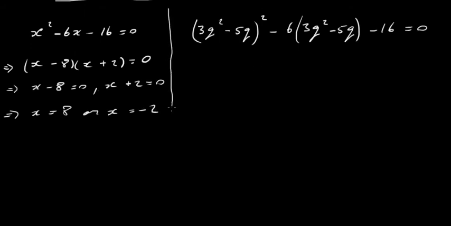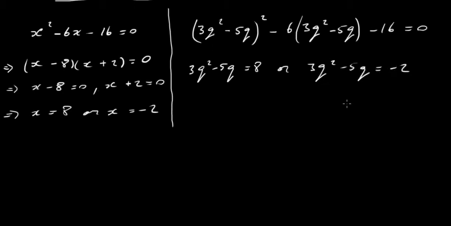Okay, so now we've done the x, we solved for x in this equation here, but we've replaced the x here with 3q squared minus 5q. So that 3q squared minus 5q must be equal to 8, or it must be equal to minus 2. So you've got to solve both of those. So you've got 3q squared minus 5q is going to be equal to 8, or 3q squared minus 5q is going to be equal to minus 2.